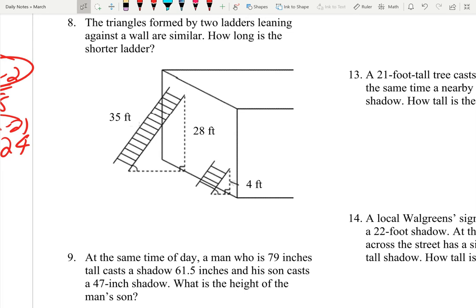So the length of the ladder we're looking for is x. So we're looking for how long that ladder is, right? Not the base of this. We're not looking for how far away from the wall it is. We're looking for the length of the ladder itself.